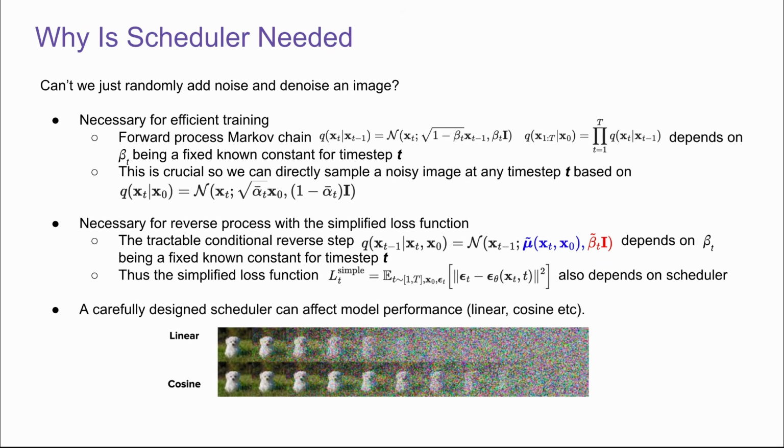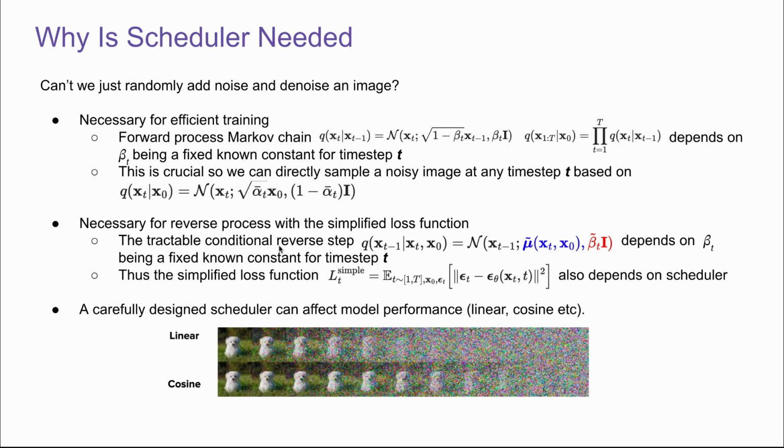There are several reasons we want a scheduler here. First reason is a scheduler is necessary for efficient training. Remember that the forward process Markov chain, q(xt given xt minus 1), depends on beta t being a fixed known constant for time step t. This is very important so we can directly sample a noisy image at any time step t based on q(xt given x0). So we don't have to go through the whole Markov chain just to sample a noisy image at xt.